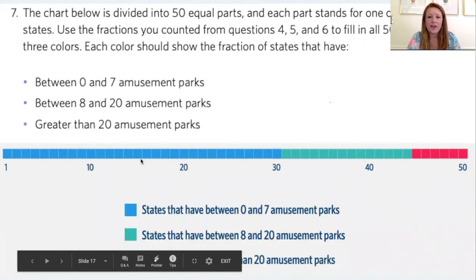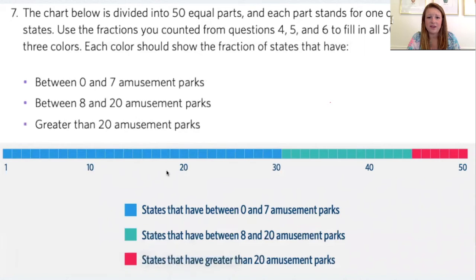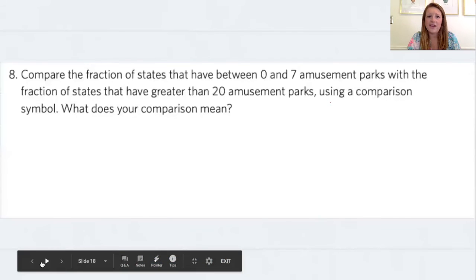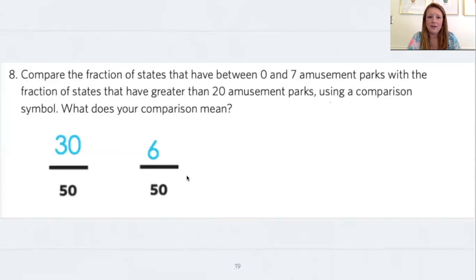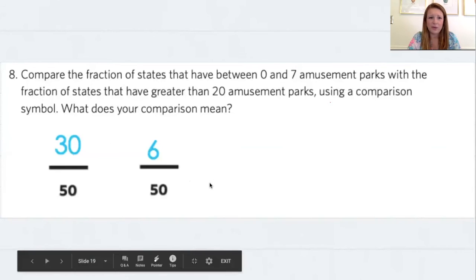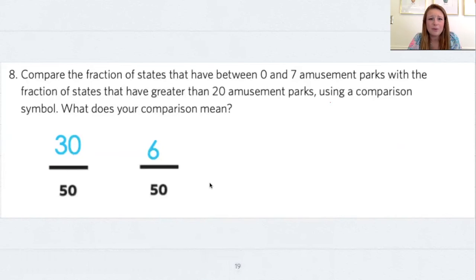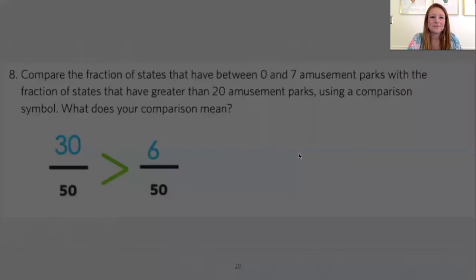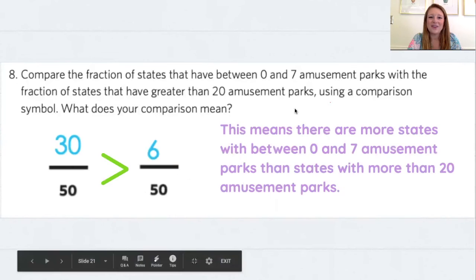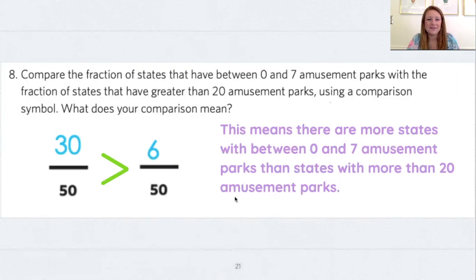So I had 30 out of 50 that had 0 and 7. And then I had 6 out of 50 that were greater than 20. So these are the two fractions that I'm working with. What comparison symbol would you use? Go ahead and label that now. If you used the greater than symbol, you're correct. 30 out of 50 states is more than 6 states. Go ahead and write down your response for what your comparison means. Here's mine for an example.